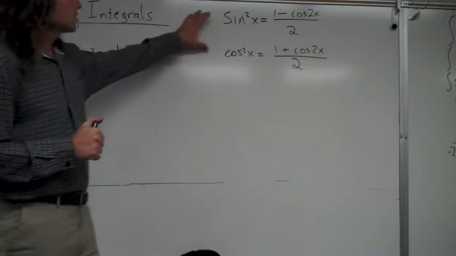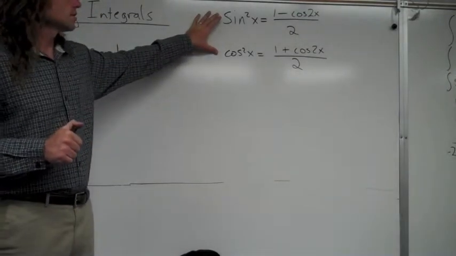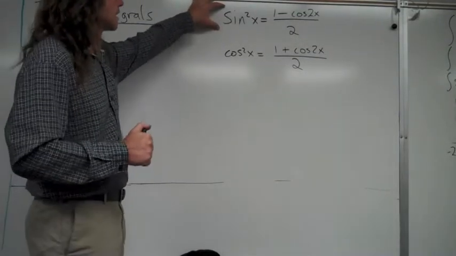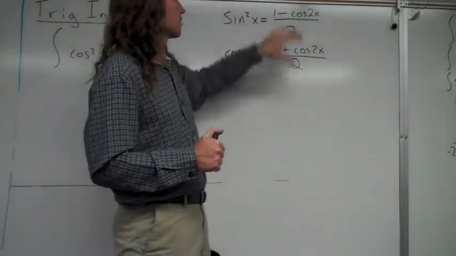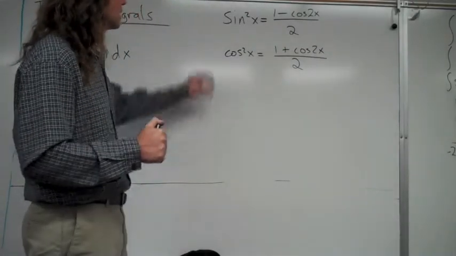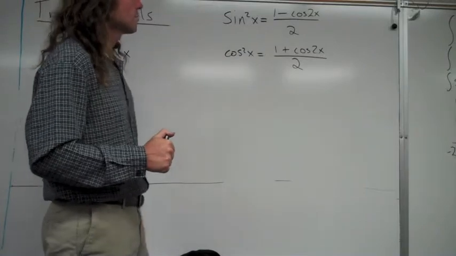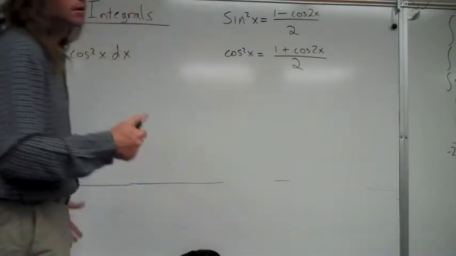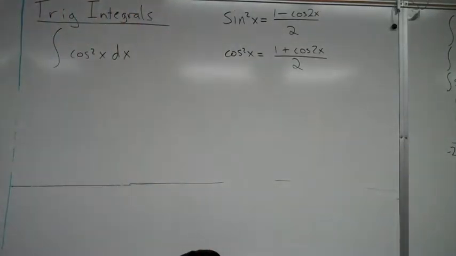So there are these two trig identities that you do need to know. Hopefully you can read the top here. It's sine squared x equals 1 minus cosine 2x over 2, and cosine squared x equals 1 plus cosine 2x over 2. I'm not a big fan of memorizing, but you definitely do need to have these memorized if you expect to know how to do these when a test or quiz comes around.